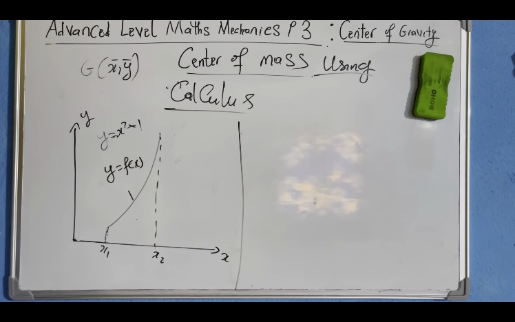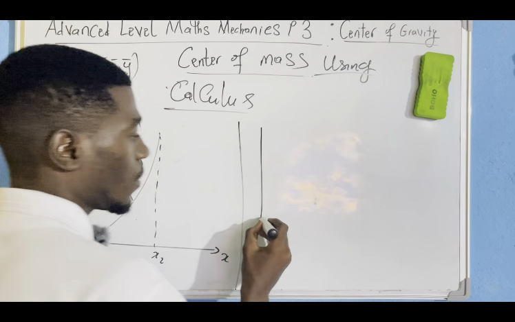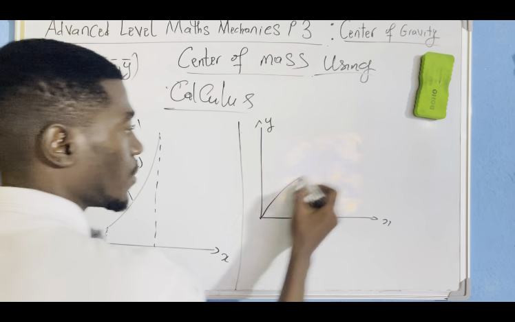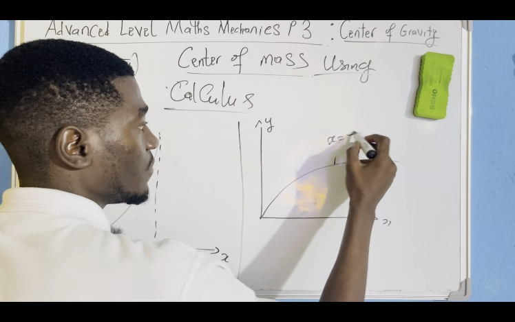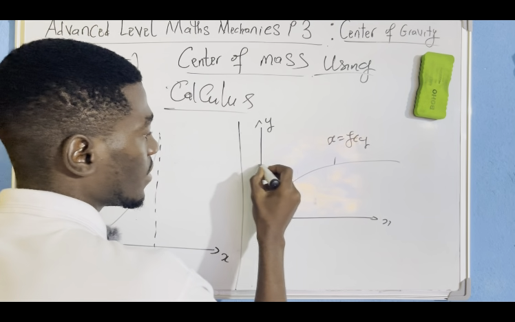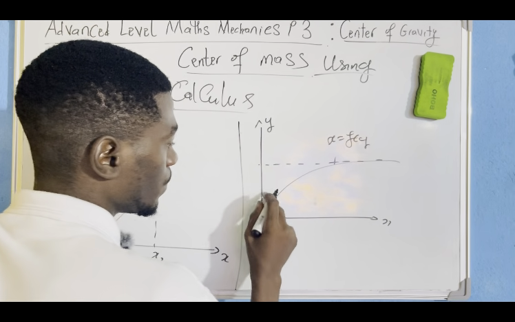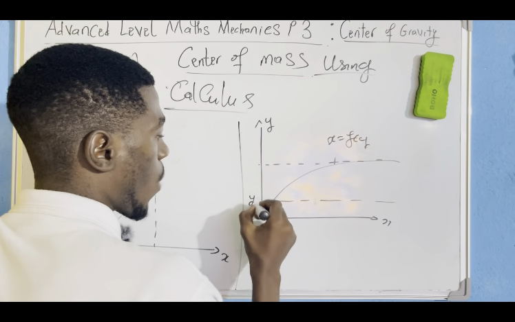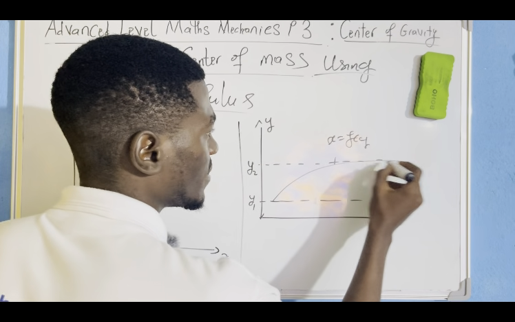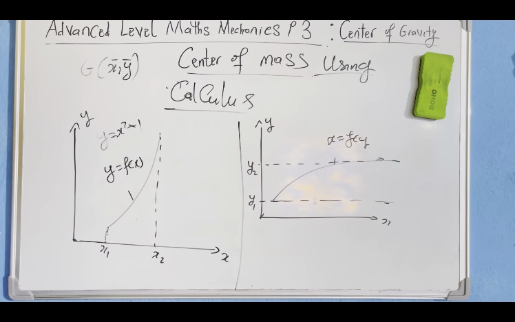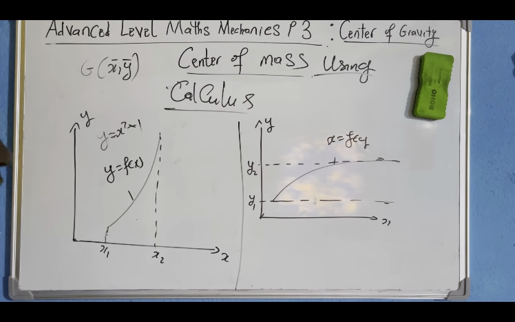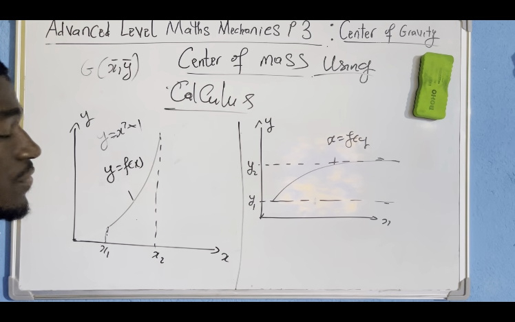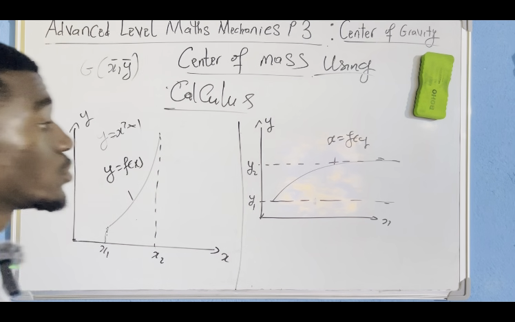It can happen that we have another graph like this, but the curve is going like this, where the curve is x in function of y, and the curve is bounded by 2 horizontal lines, maybe here y1, y2. It can happen that you have this. Now, to find the center of mass of this figure, what are you supposed to do?